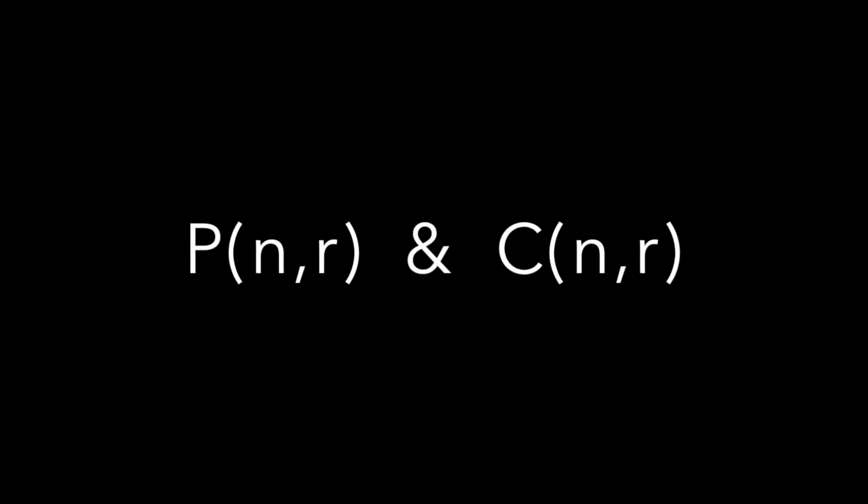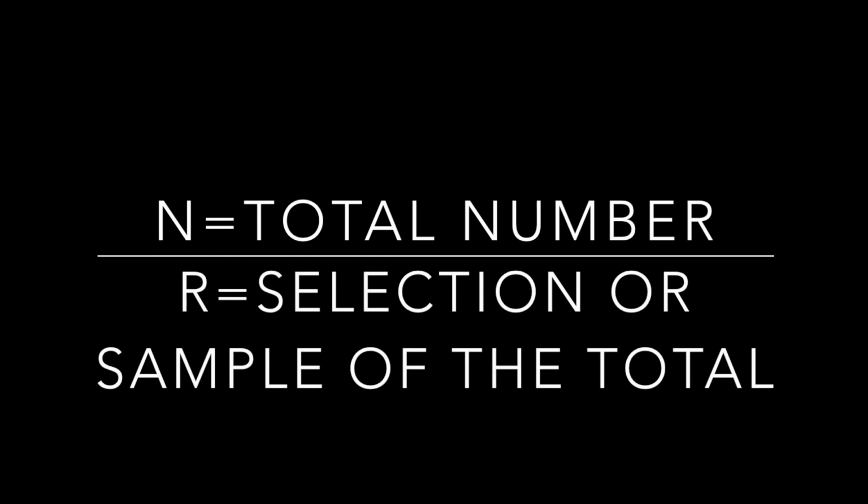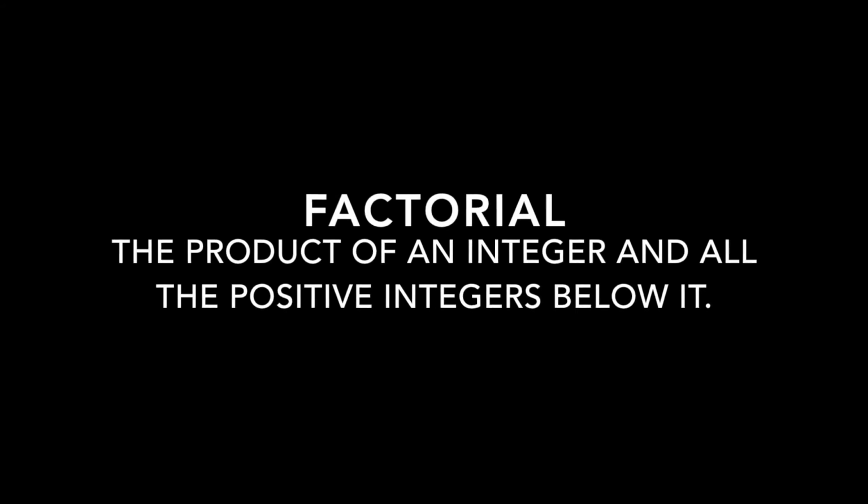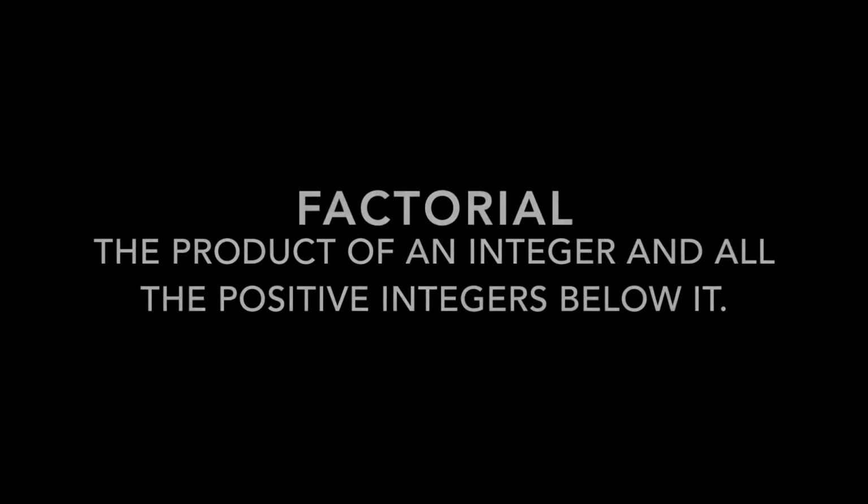So you saw how I wrote permutation and combination, but maybe you were wondering what the n and r stand for. N stands for the total number. R stands for the selection or sample of the total. Now maybe you were wondering what factorial is. Well, I'll tell you. Factorial is the product of an integer and all the positive integers below it. For example, 4 factorial would be 4 times 3 times 2 times 1. Now something you should know is 0 factorial is equal to 1. I've heard it compared to you can only have one set of nothing. That's probably the easiest way to understand it.